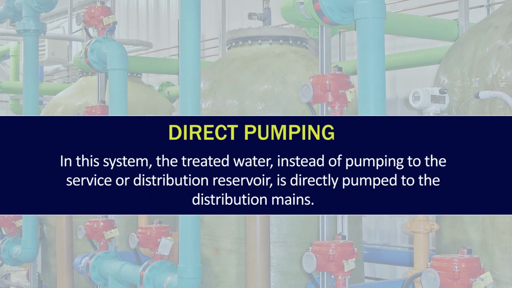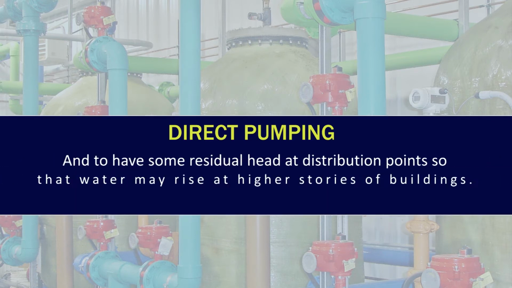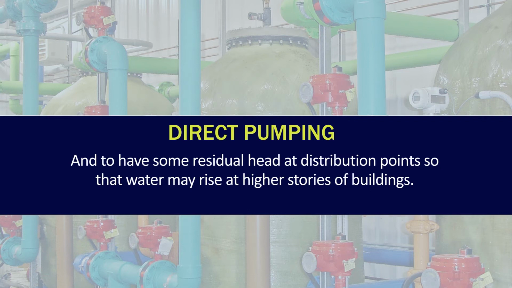Direct pumping. In this system, the treated water, instead of being pumped to the service or distribution reservoir, is directly pumped to the distribution mains. Since supply is done directly to the distribution mains and services, high lift pumps are required to overcome the friction losses at different stages and to have some residual head at the distribution point so that water may rise to the higher stories of buildings.